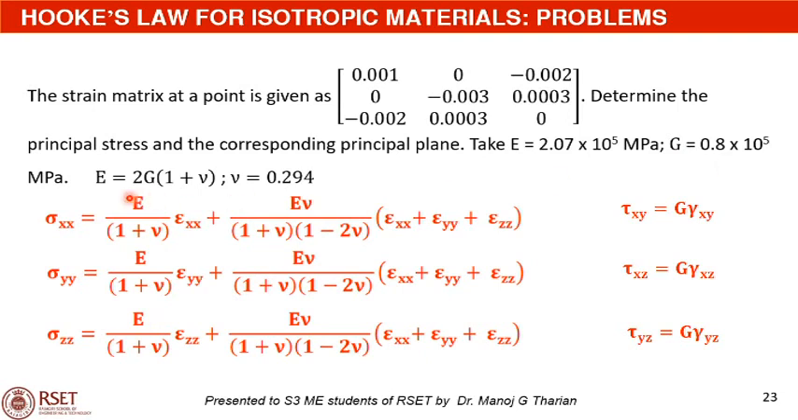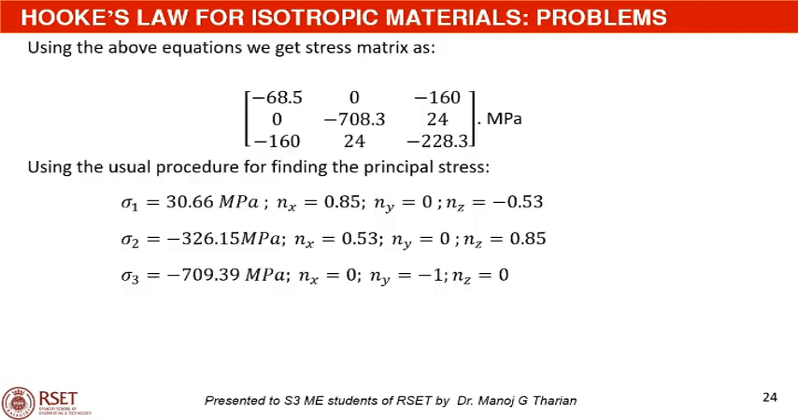Using the relation connecting the Young's modulus, Poisson's ratio, and the modulus of rigidity, we can find out the Poisson's ratio nu. We will obtain the Poisson's ratio nu is equal to 0.294. Then, using the stress-strain relationship for a homogeneous isotropic material, which is given here, we can find out the corresponding stress matrix at the point P. Using the above equations, we get the stress matrix at the given point as shown here.